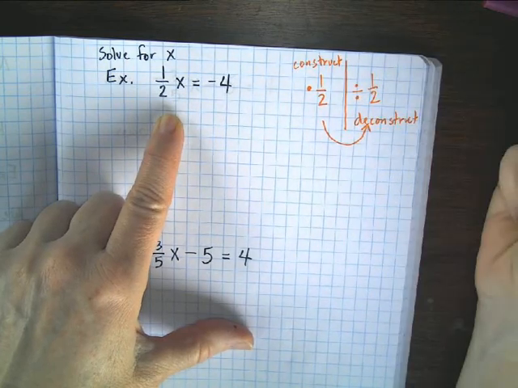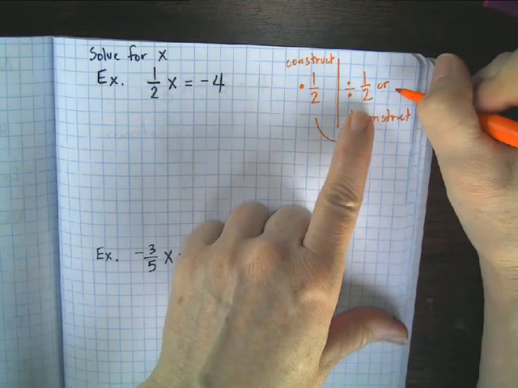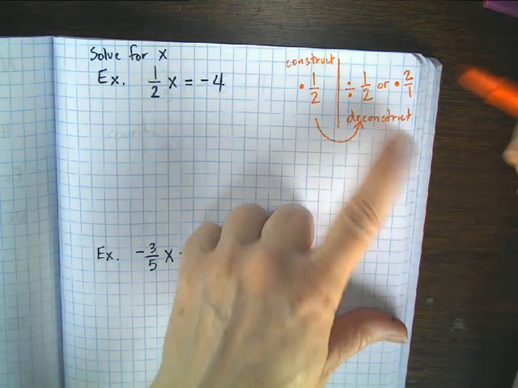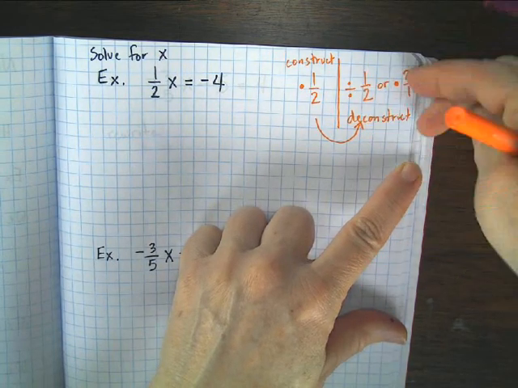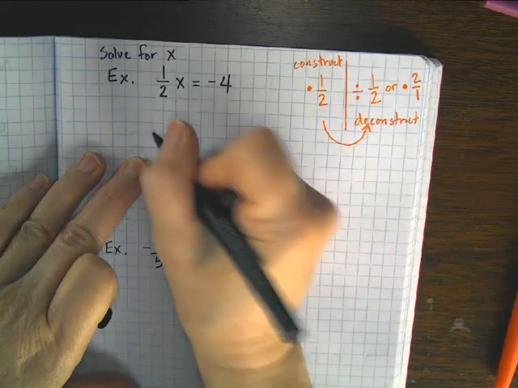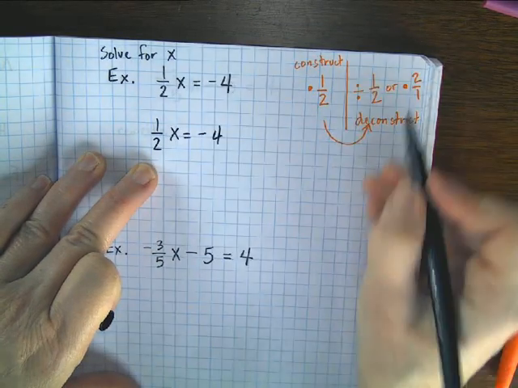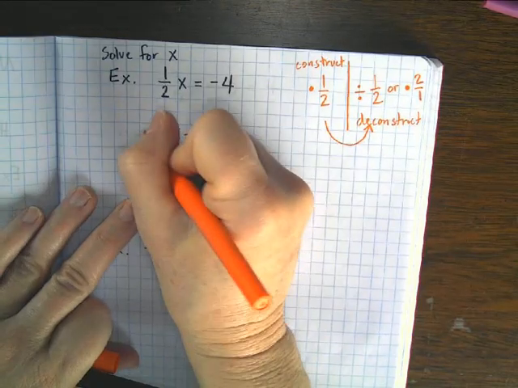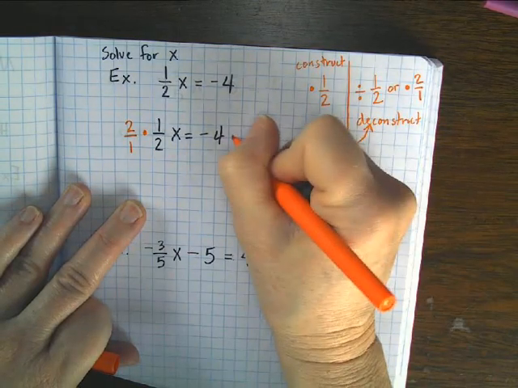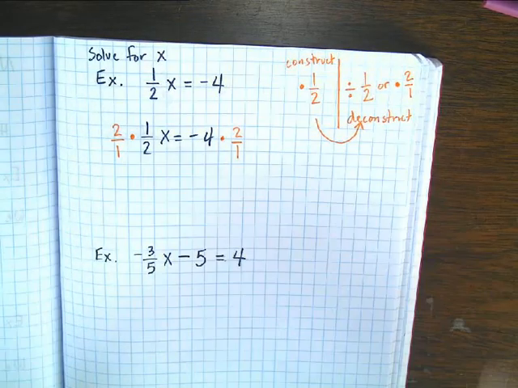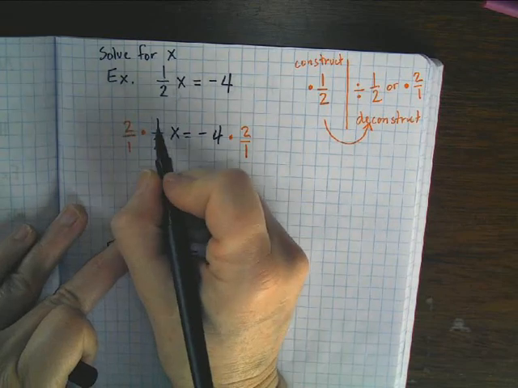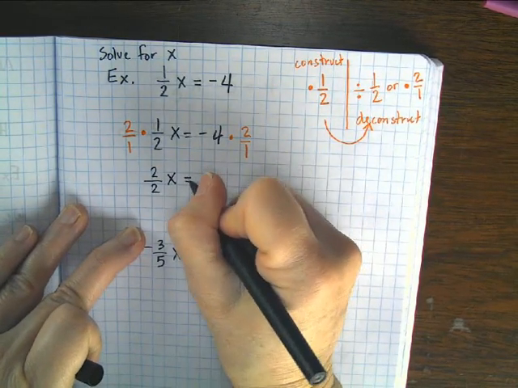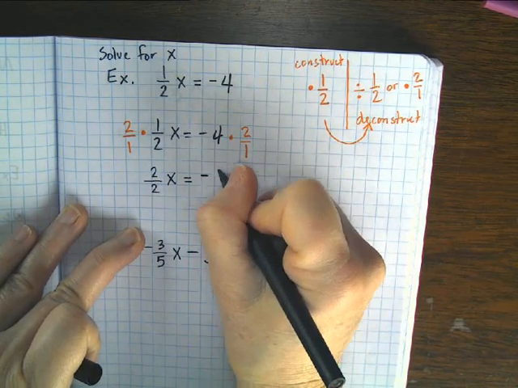But dividing by 1/2, that's the same as multiplying by the reciprocal. Dividing by 1/2 is the same thing as multiplying by the reciprocal. You flip it. So that's what we're going to do. We're going to take our problem and multiply both sides of the equation by 2 over 1. So I'm going to deconstruct it using my balance method by multiplying by 2 over 1. So, on the left-hand side, I get 2 times 1 is 2, 1 times 2 is 2, and there's my x. And on this side, I get negative 4 times 2 is negative 8 over 1.